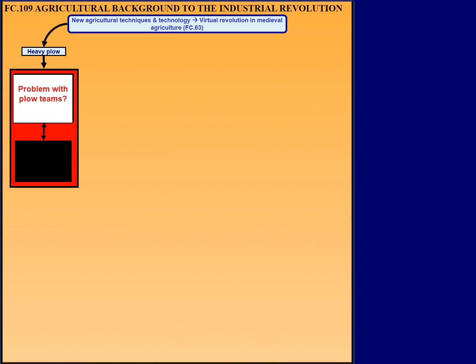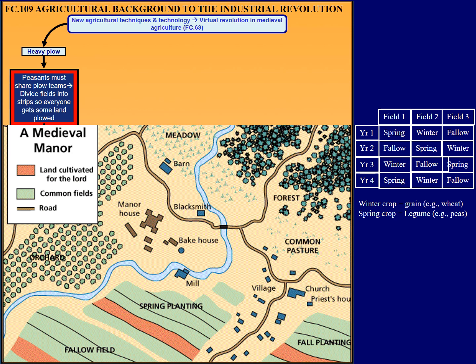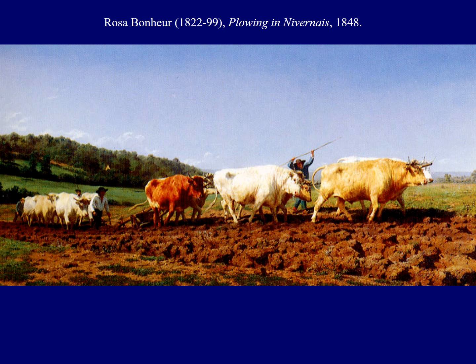Though there were some problems. Take, for example, the heavy plough. What's the issue with plough teams? Well, you have to plant and plough your fields in a very particular way. They need to be thin strips, something like this, so that everyone can plough some land. Here's what it might have looked like.